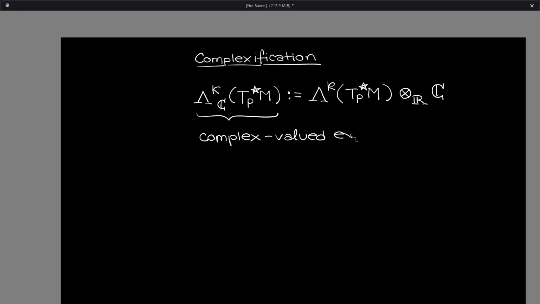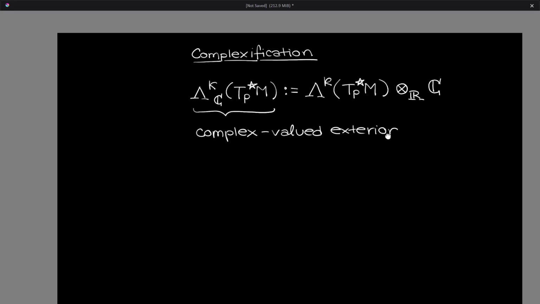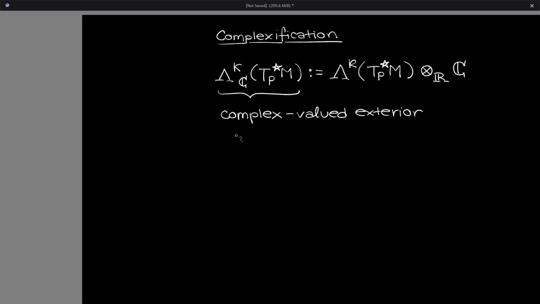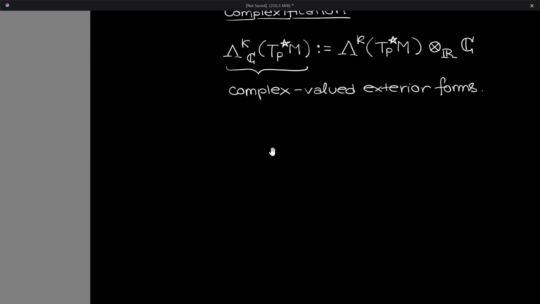Oh, these are complex valued exterior forms. I was about to say that these are complex valued differential forms. They're not. We haven't defined the differential forms yet. So these are complex valued exterior forms. And now we're going to extend this to differential forms.